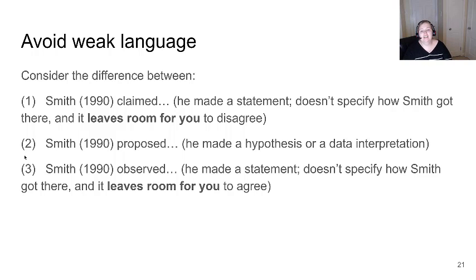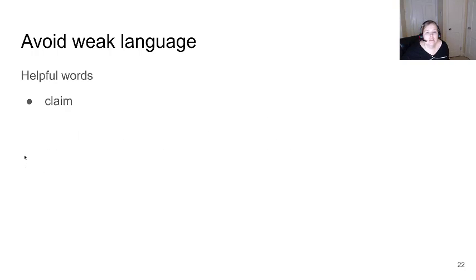With observed, what I said leaves room for you to agree. You could still disagree, but if you say observed, you usually are about to say, yeah, he's right. So claimed, you often are going to disagree, and observed, you're usually going to agree. Notice, said doesn't tell me any of this stuff. Not a thing. Whereas claim, proposed, observed tell me a lot. So different words in this category.